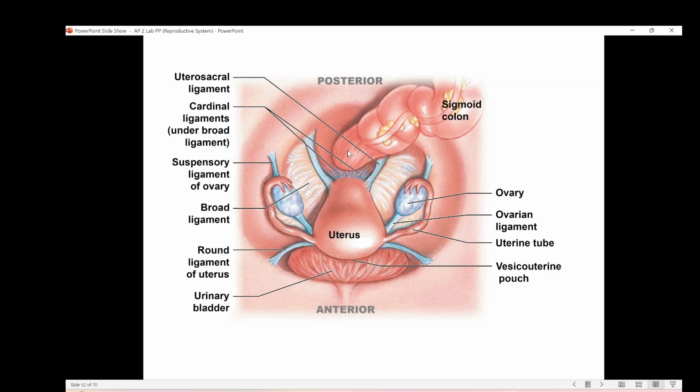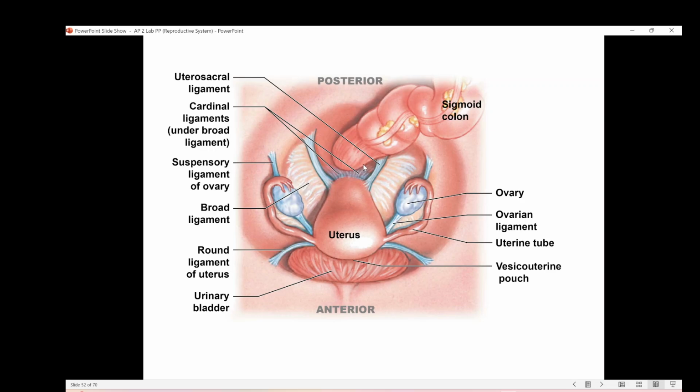So some of the ligaments that we're talking about. Here's the ovary. This would be the ovarian ligament right here. This is the suspensory ligament here on this side and this side. So they're holding the ovaries up. And then here's the broad ligament right over here and on this side. So it's an interesting view.